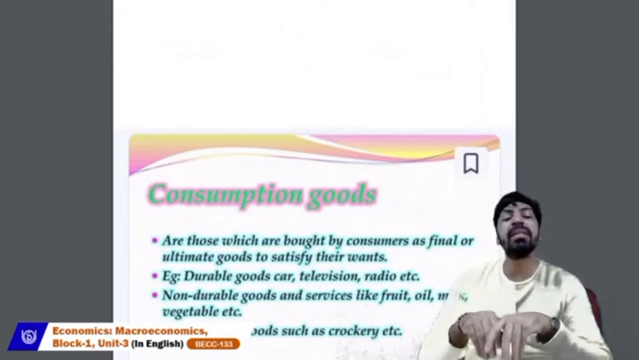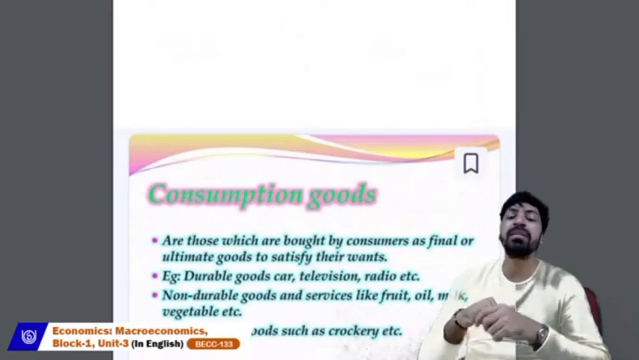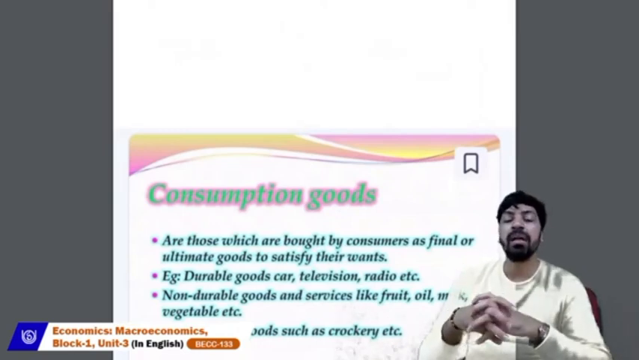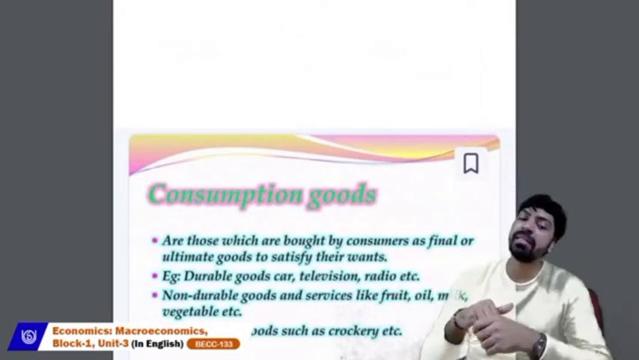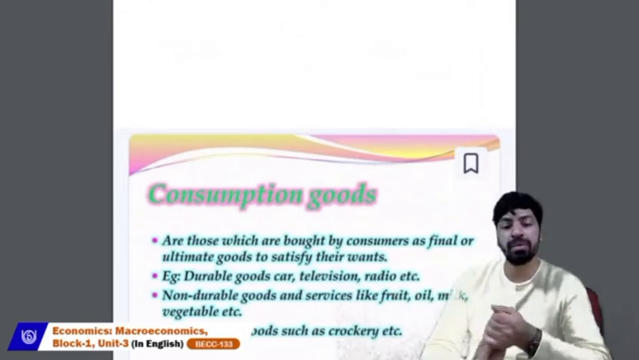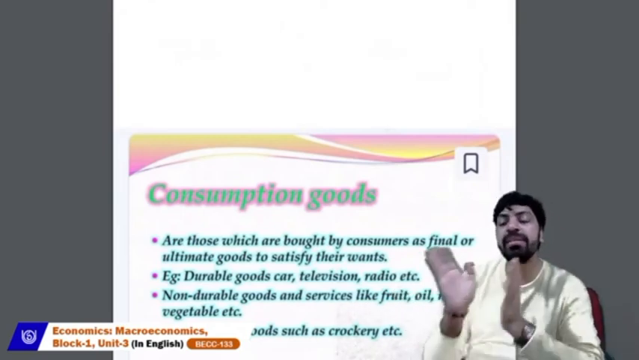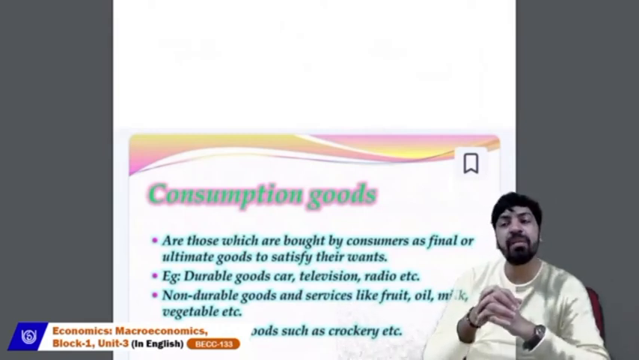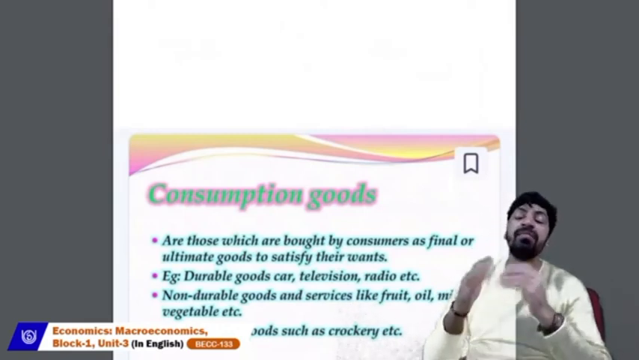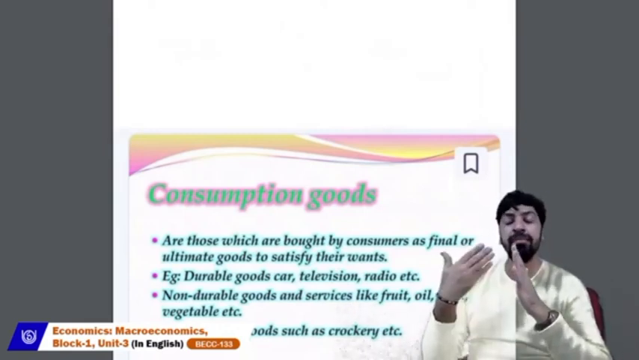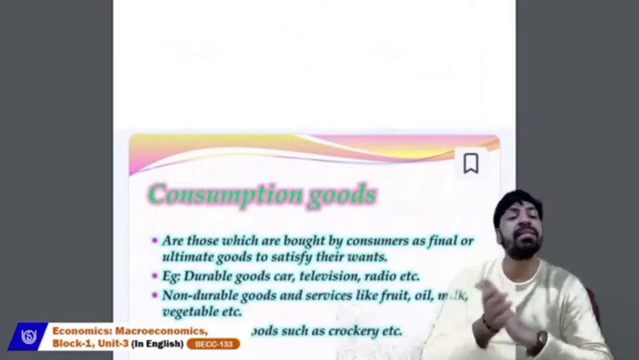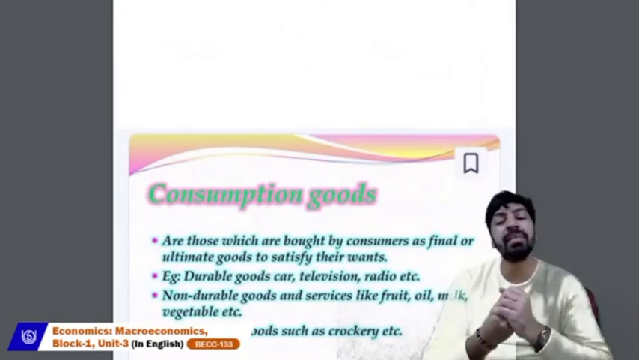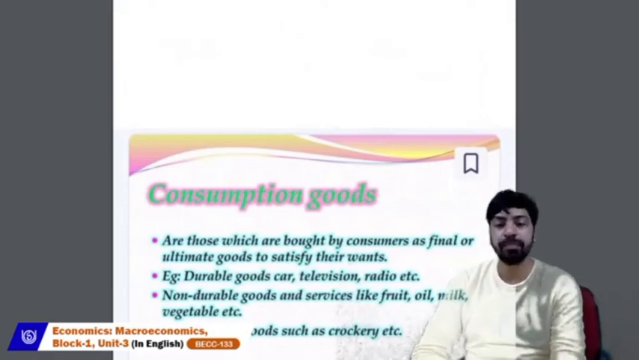The next type is semi-durable goods, such as crockery and utensils, which come under semi-durable goods. They can be used for a long period of time, and once used, they can be reused as well. Such goods are called semi-durable goods.